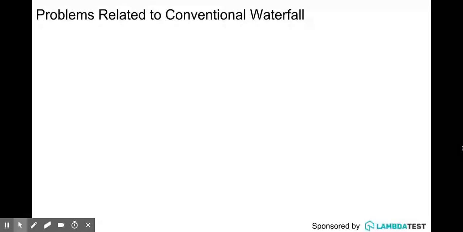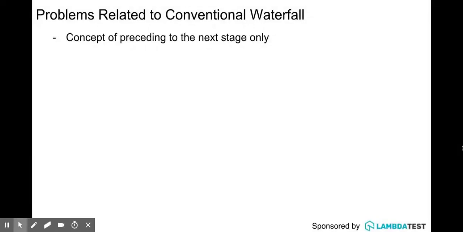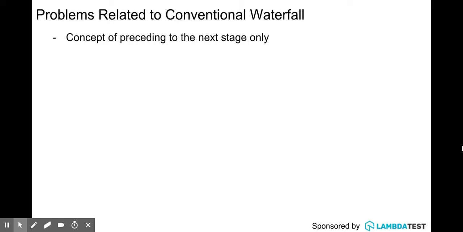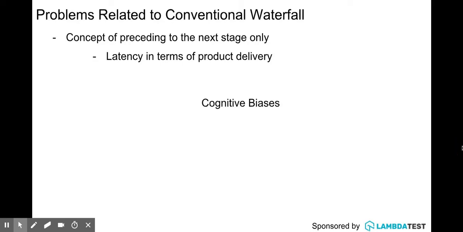Great. So let's first understand why you need Scrum, and let me compare it to the conventional waterfall approach. The biggest problem with the conventional waterfall approach is that you proceed to the next stage only after perfecting the previous one. So this leads to latency in terms of product delivery. Now, the first major problem in conventional waterfall is cognitive biases. People often hold on to their personal belief, even in the face of contrary circumstances. To put it simply, a tendency of false assumptions leading to irrational thinking.